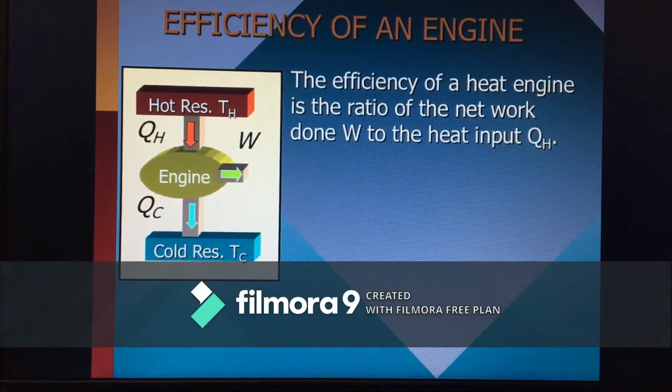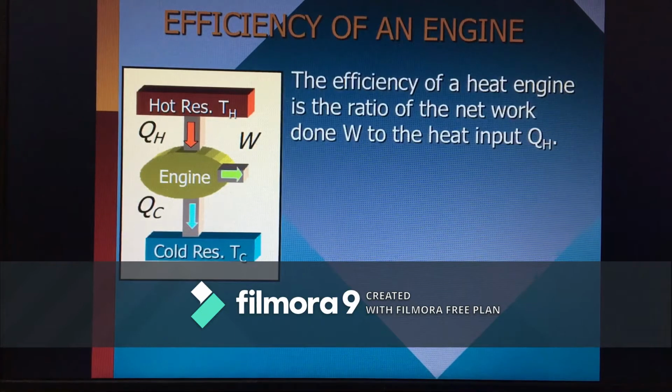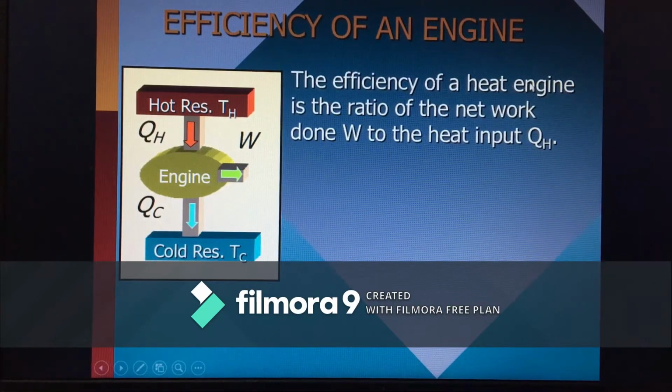The efficiency of a heat engine is the ratio of net work. So ito yung net work na pinag-usapan natin kanina. Alright? So the efficiency of a heat engine is the ratio of the net work done, which is W, to the heat input, which is QH. So from the picture here on the left side, ito yung QH natin, means hot. Then we have W work. This is the Q cold.